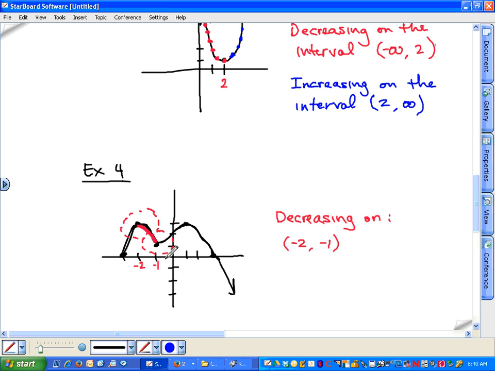Okay. And now, once it passes by this local minimum, it starts to increase again. So we have an increasing interval right here. And then the function, once it reaches that local maximum, begins to decrease again. So now we have another decreasing interval right here. So on which x values is that occurring? Positive 1 to infinity. And we put a union symbol between that. Those are the intervals of decrease.